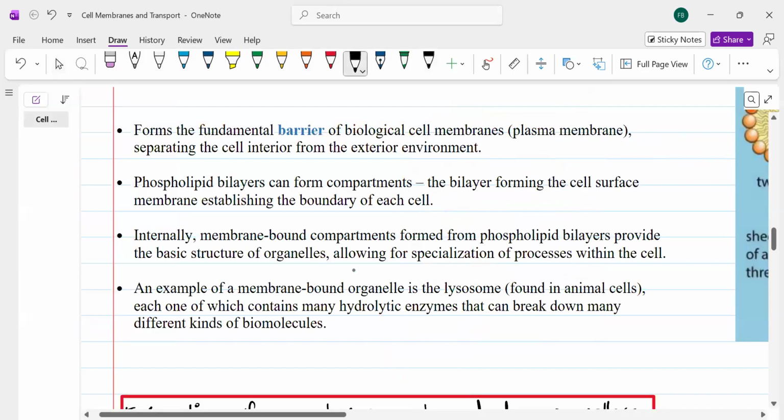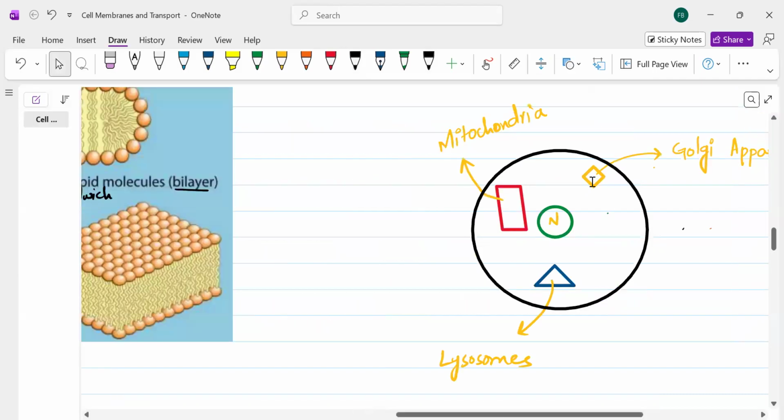Now, internally, membrane-bound compartments formed from phospholipid bilayer provide the basic structure of organelles, allowing for specialization of processes within the cell. Now, what they're saying, internally, like within the cell, membrane-bound compartments formed from phospholipid bilayer. They are saying that within the cell, different compartments are there, right? Different organelles are there. So these compartments are covered with phospholipid bilayer. Every organelle.